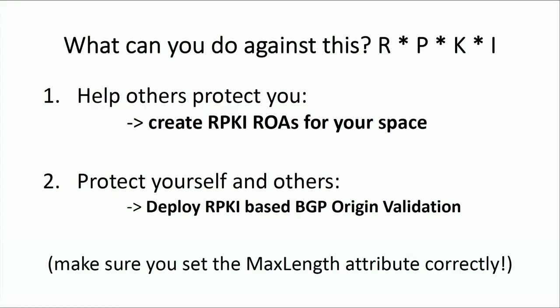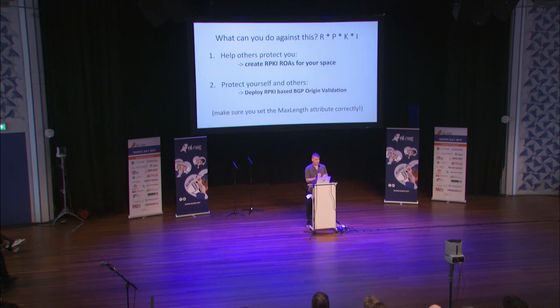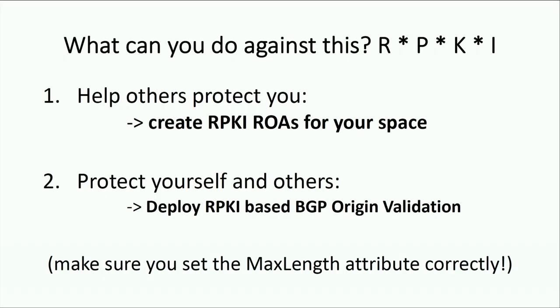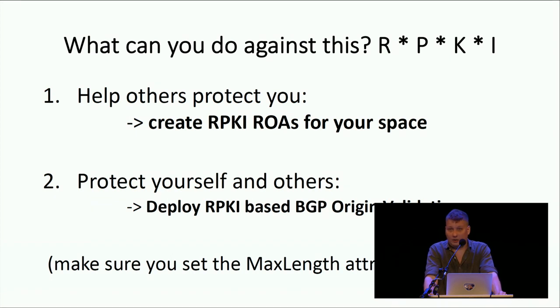So what can you do against this danger? Because by now all of you should be like, damn it, we're in trouble. Luckily, there is a solution, RPKI. It has two aspects. You need to help other people protect your business interests. And the moment you create RPKI ROAs for your prefixes, you facilitate that the other 69,000-something autonomous system numbers on the internet at least had the opportunity to make an informed decision whether they should accept a given BGP announcement or not. So be selfish, create RPKI ROAs.